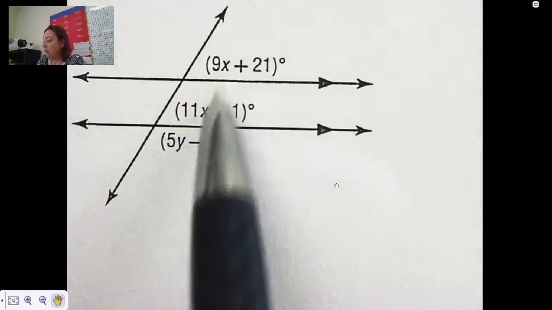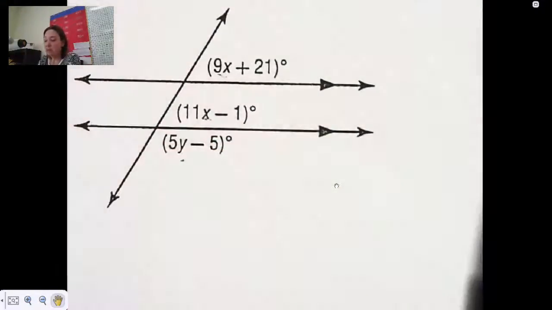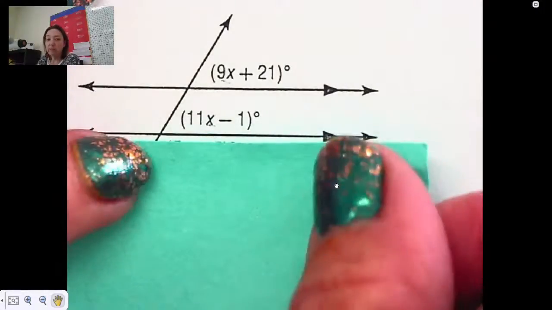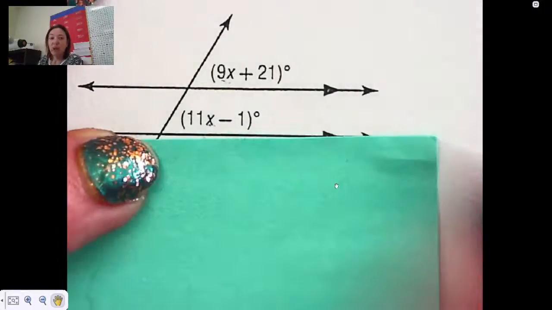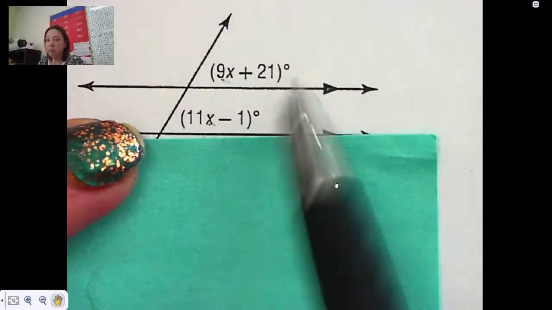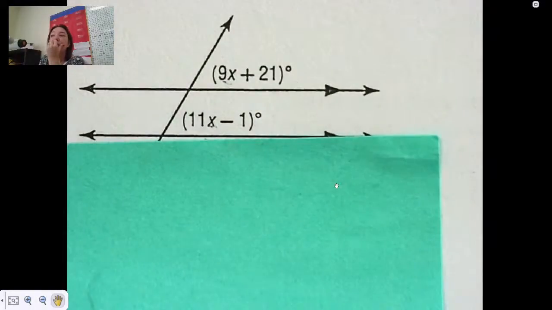So here we have an x, here we have an x, here we have a y. So we're going to forget the y for a few minutes. I'm even going to cover him up. We don't even need him for just a minute. Tell me what we know about those two angles that have the expressions with x in them. What do we know about those two angles? What relationship do they have? And I'll give you a hint. It starts with a C.